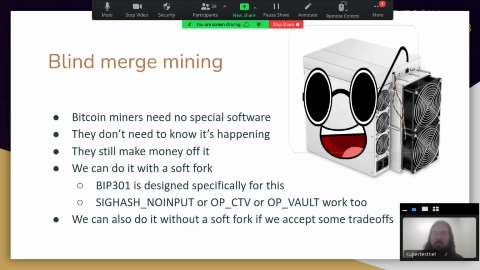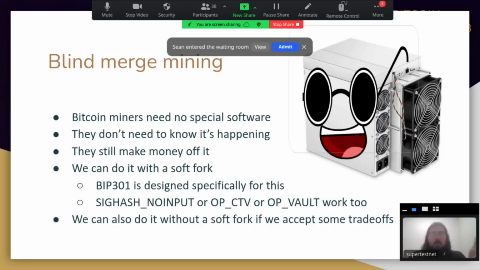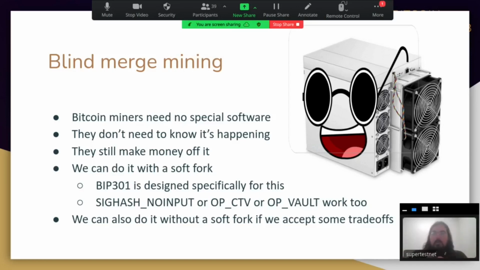We can do it with a soft fork. Paul Storzc will tell you in the next presentation about BIP 301, which is his invention for doing blind merge mining. It's a soft fork that would allow us to do this efficiently on Bitcoin. And there are a couple of other soft forks that let us do this.